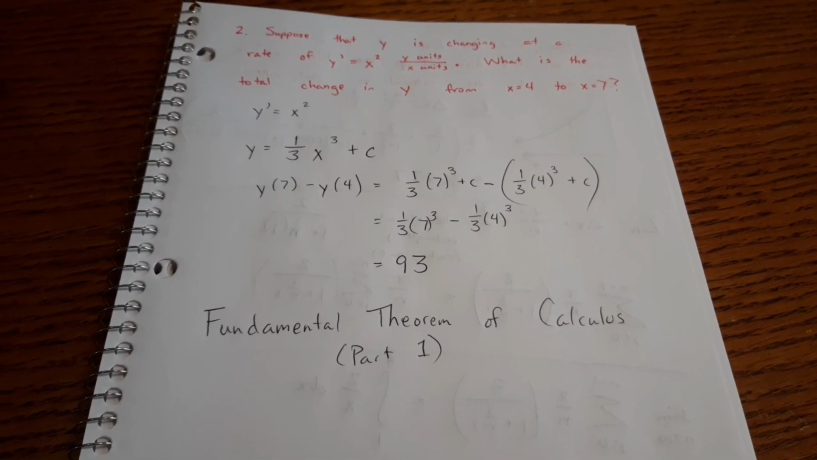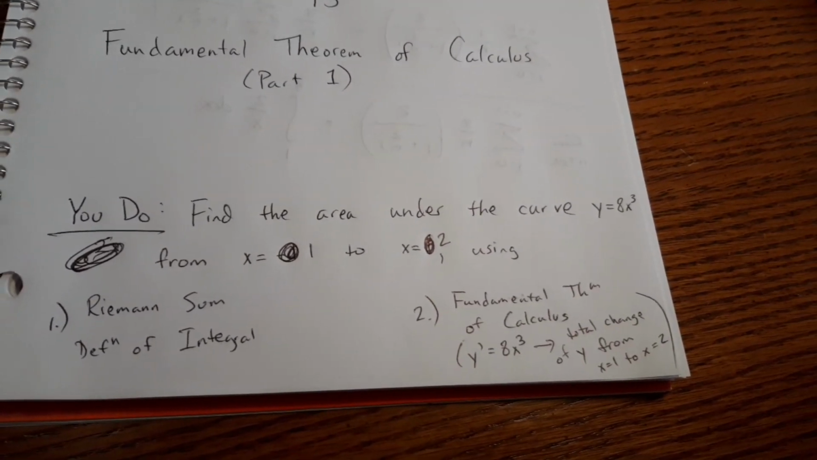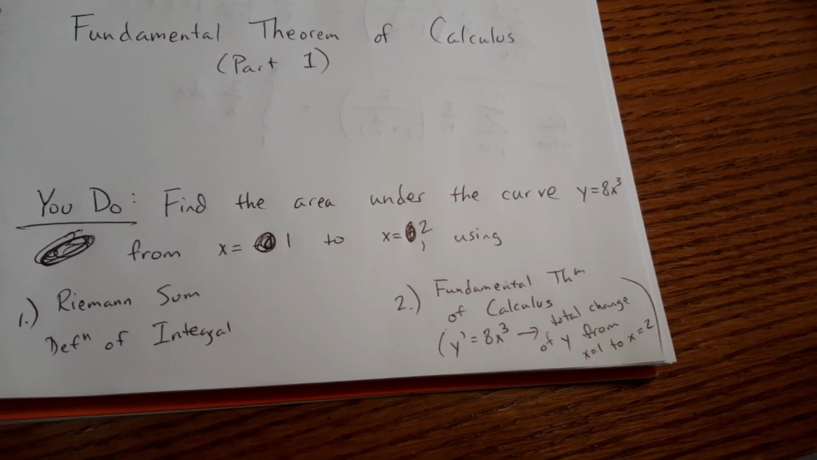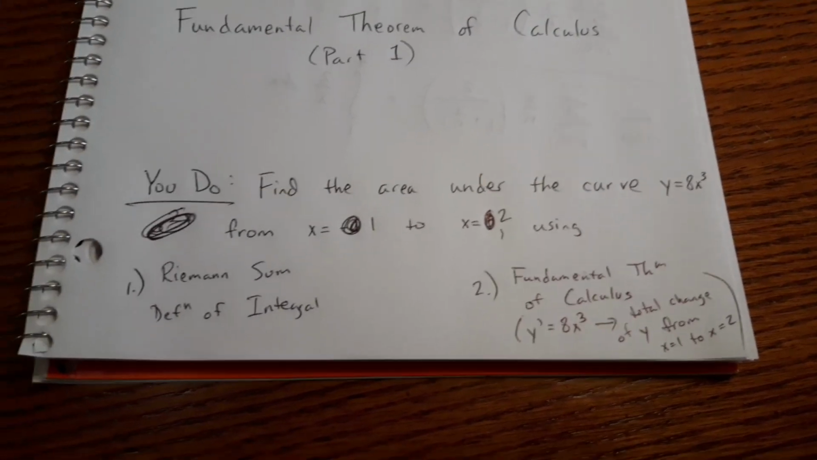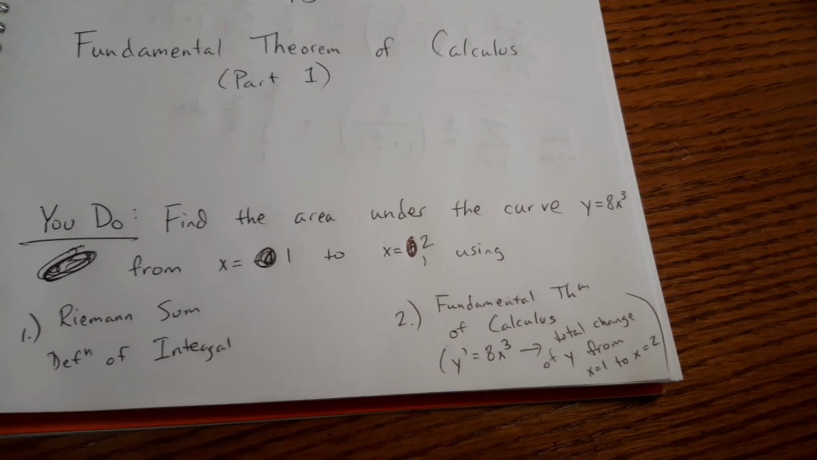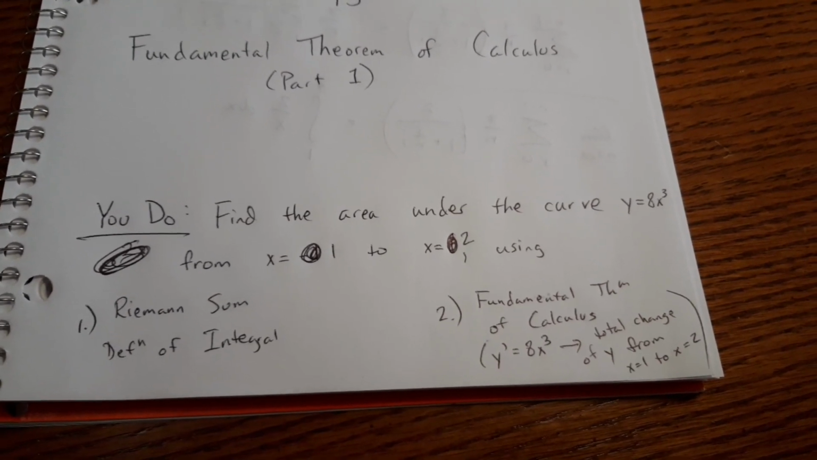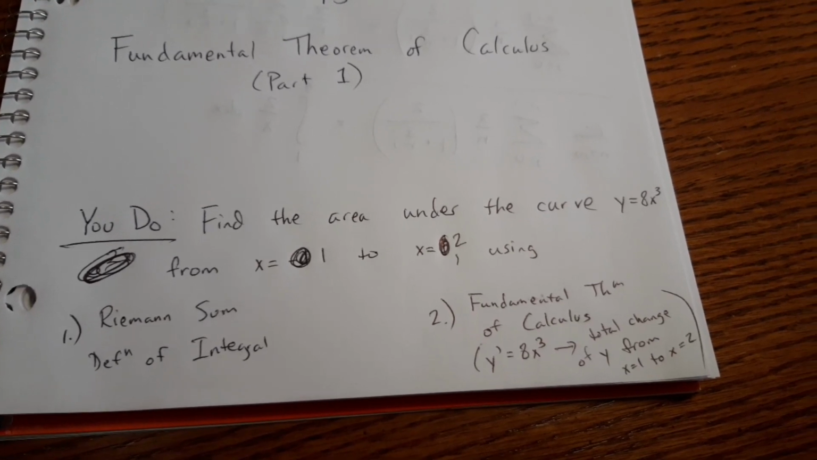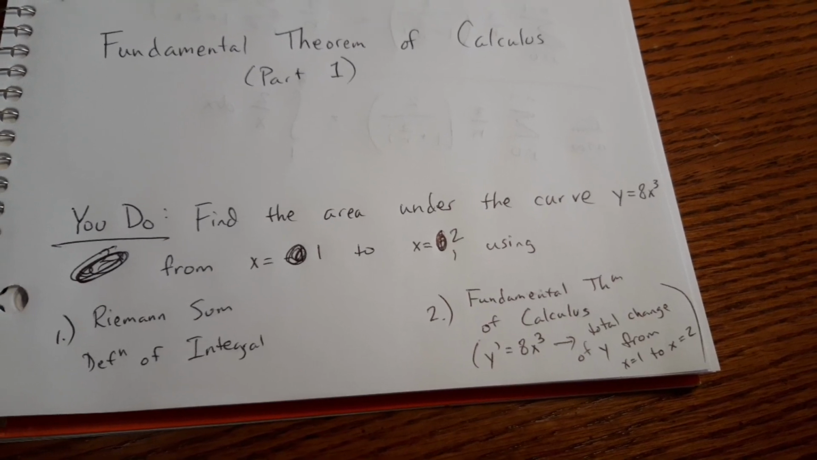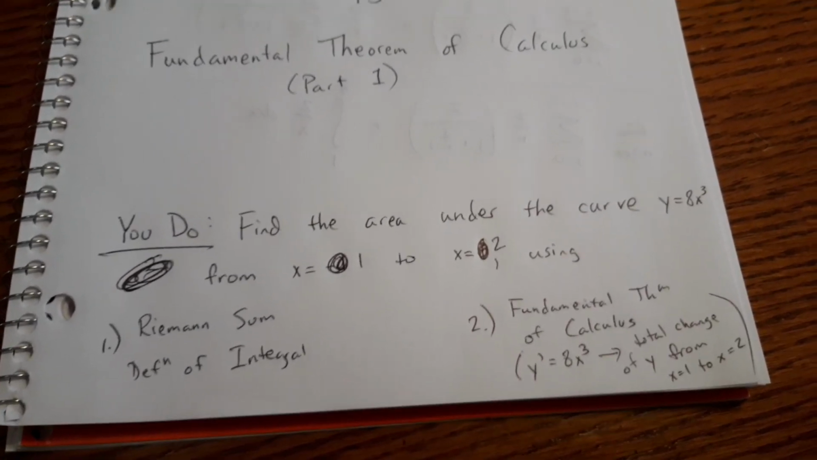And so for your you-do, I want you to find the area under the curve, y equals x cubed, from x equals 1 to x equals 2, using 1, the Riemann Sum definition of the integral, and 2, the fundamental theorem of calculus. So for the fundamental theorem of calculus, assume your derivative is 8x cubed and find your total change in your original or your antiderivative y from x equals 1 to x equals 2. So I want you to do both ways and just get a feel for that.